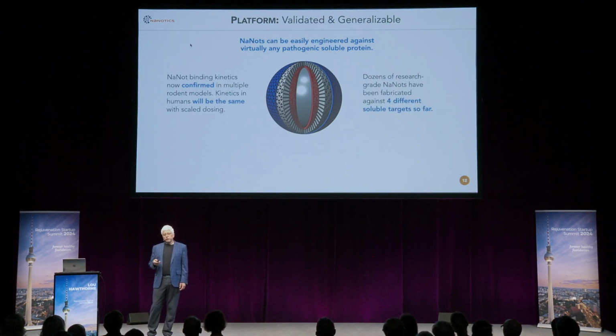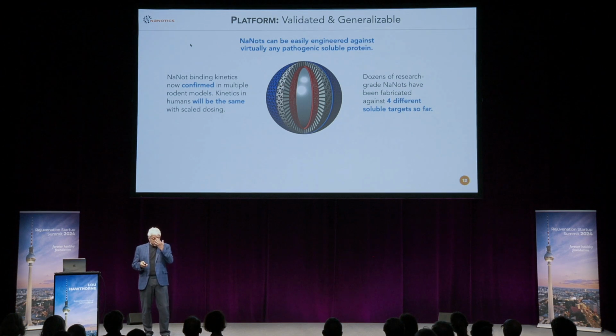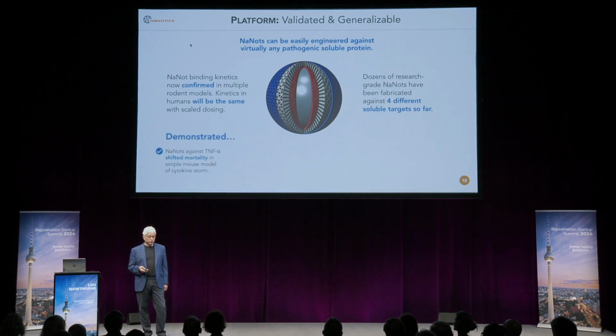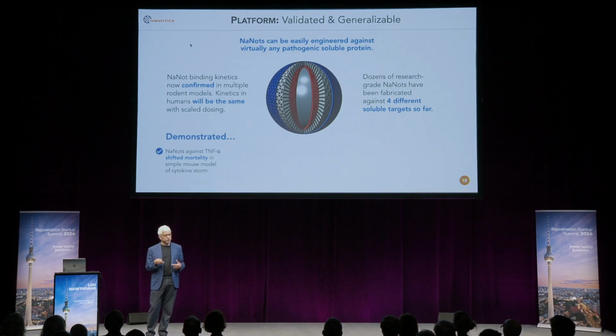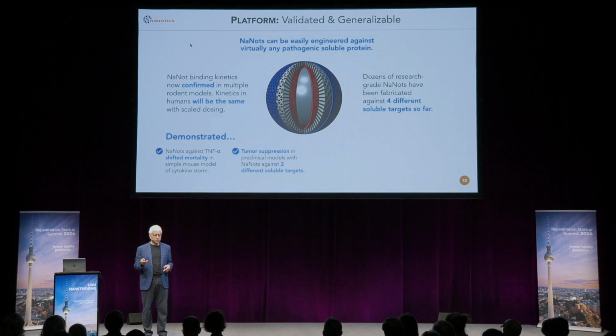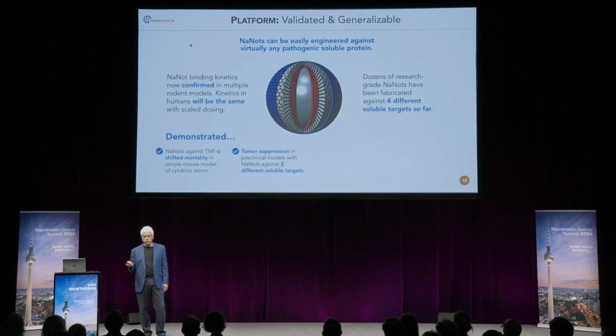So we've made dozens of research-grade nanots using antibodies. They've been fabricated against 4 different soluble targets so far. We've demonstrated that nanots against soluble TNF-alpha have shifted mortality in a simple mouse model of cytokine storm. We've demonstrated profound tumor suppression in humanized preclinical rodent models using nanots against 2 different types of tumor-generated immune inhibitors.